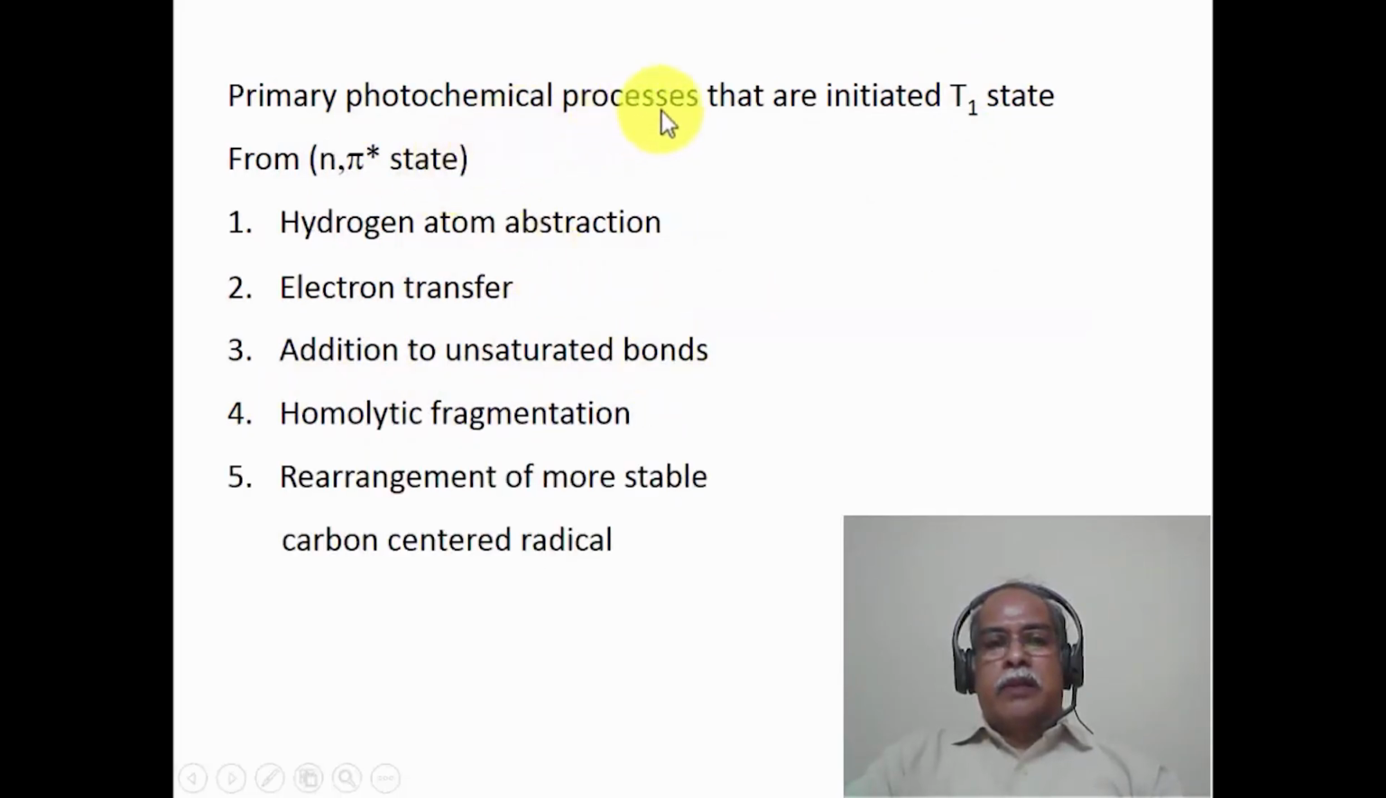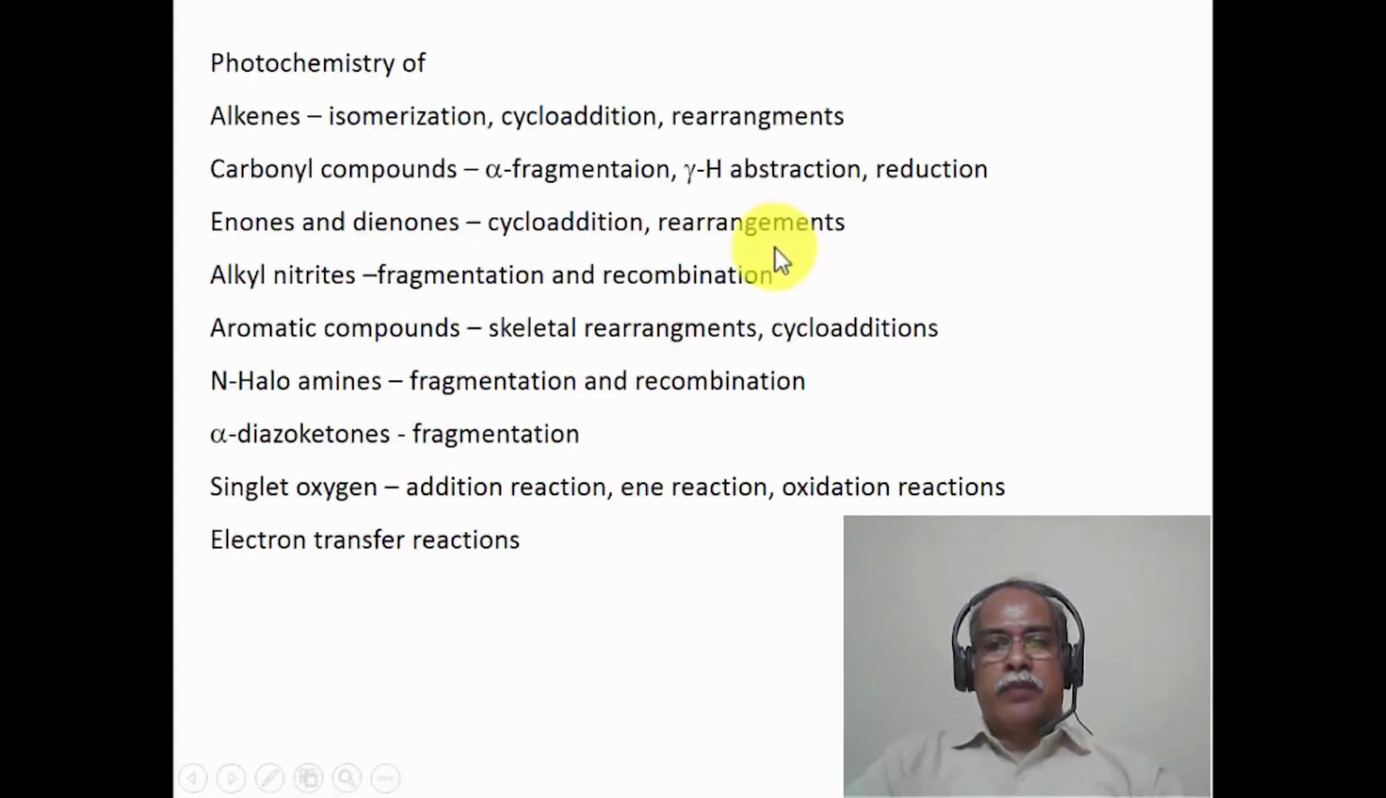The primary photophysical and chemical processes that can be initiated from the triplet excited state, in other words, typically from an n pi star excited state, are hydrogen atom abstraction, which typically comes from a triplet n pi star excited state, electron transfer processes, addition to unsaturated bonds, for example, homolytic fragmentation processes, alpha cleavage, and so on and so forth, and rearrangement to more stable carbon-centered radicals. This is something we will see during the course of the examples. So these are the processes that can take place from a triplet excited state of a molecule.